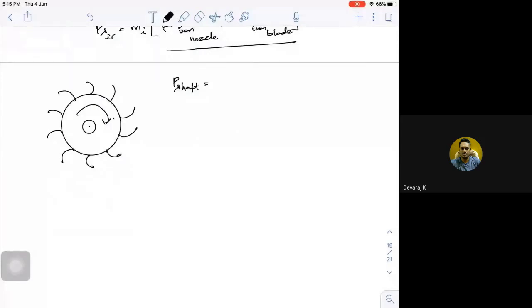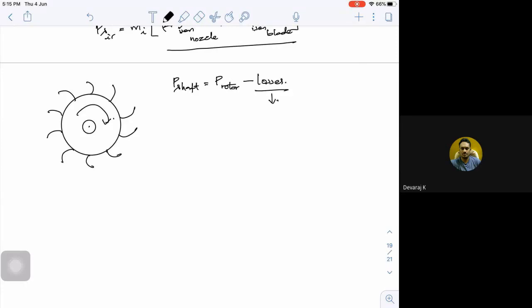So what it will be actually, we do have the rotor power, or we can call it the disc power or a drum power, whatever it may be, minus all the losses. So minus losses. Okay. Now, what are these losses include?